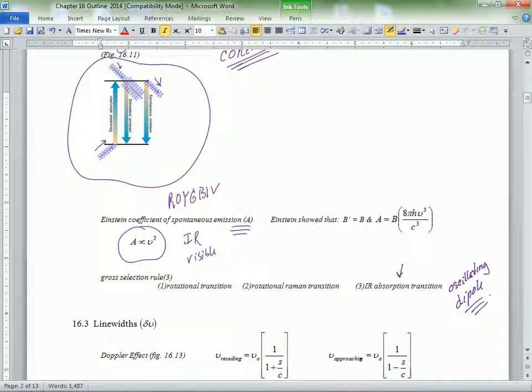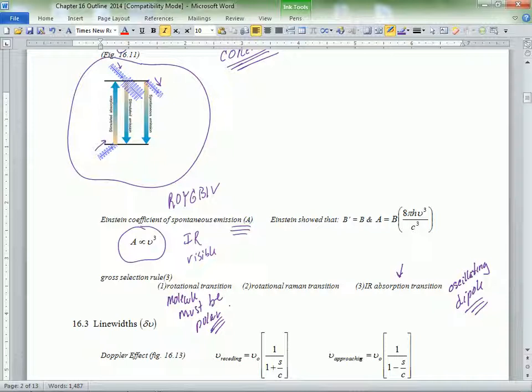Let's see here. What are the other ones? Rotational transition. Molecule, yes, you did know that. Molecule must be polar. You're the one who answered the question. How could you say you didn't know that? Molecule must be polar if you want to exhibit a rotational transition.